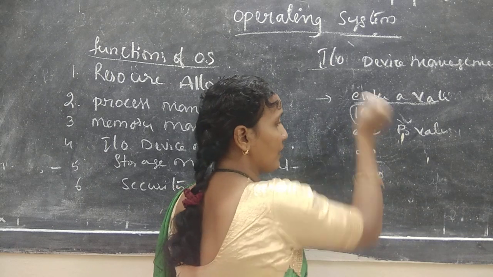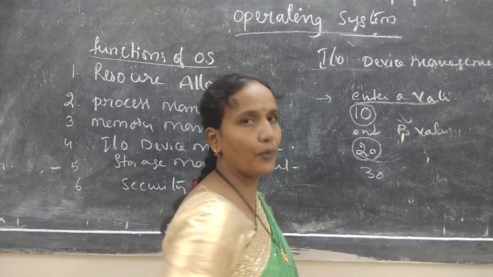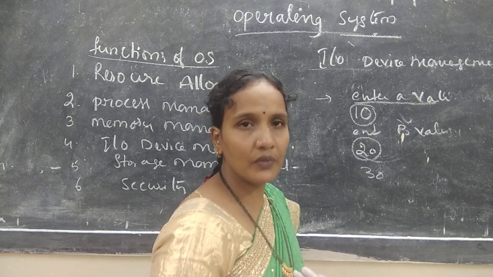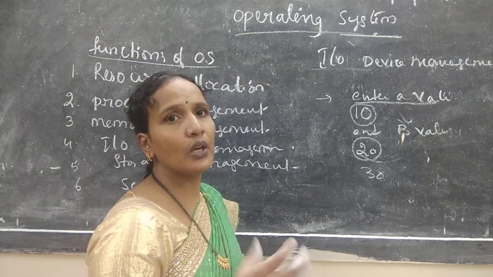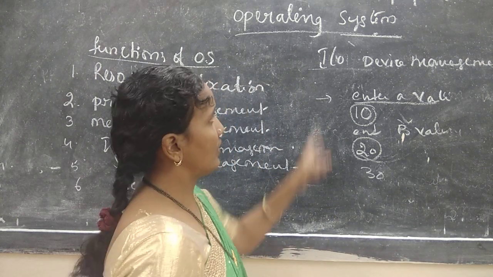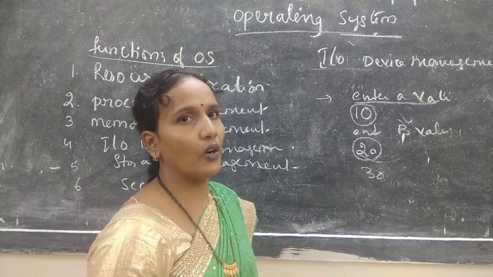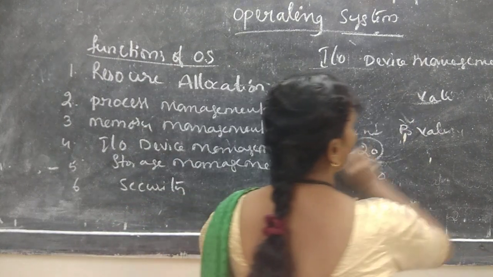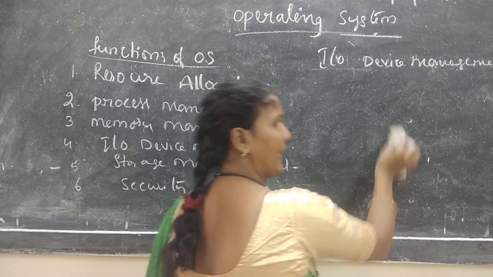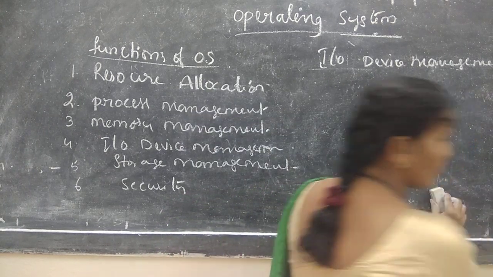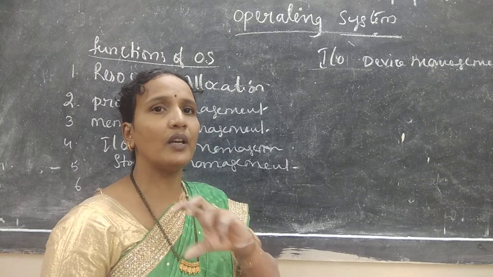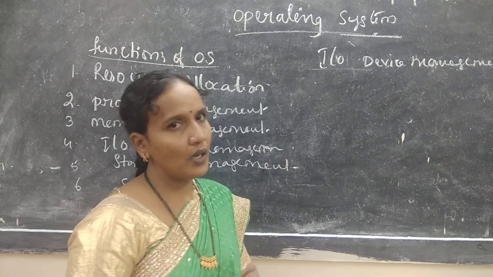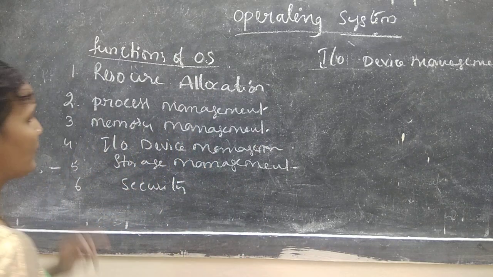If the process requires this type of input in the system, it is a function of the operating system to give a prompt to the user to take an input value from the user. That comes under input and output device management. Whenever any process requests any input or output while executing, it is a function of the operating system to give the required input and output to the process. Now come to storage management.